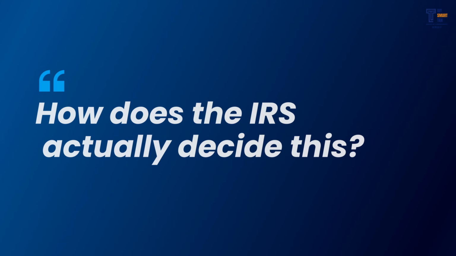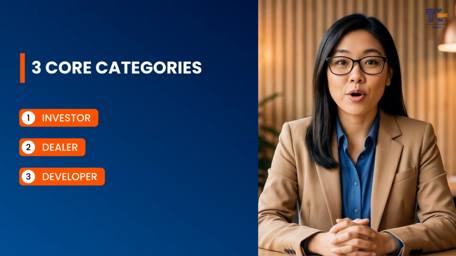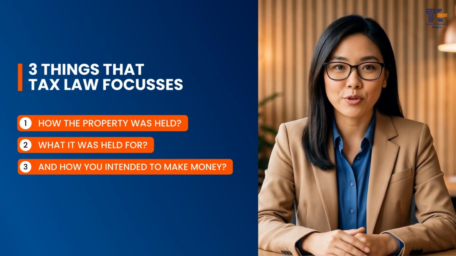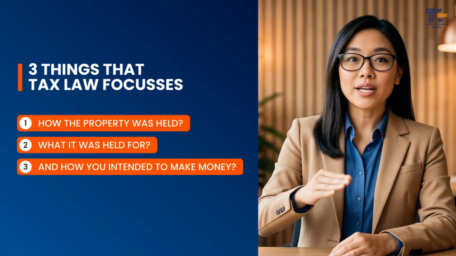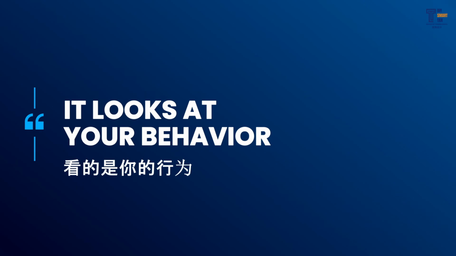At the core, there are three categories: investor, dealer, developer. But here's the key. The tax law does not care what you call yourself. It focuses on three things: how the property was held, what it was held for, and how you intended to make money. In other words, you don't become an investor just by saying it. Your behavior determines your classification.